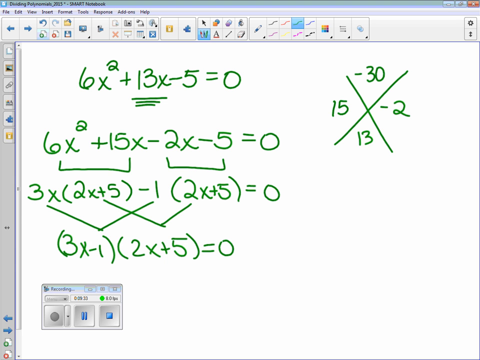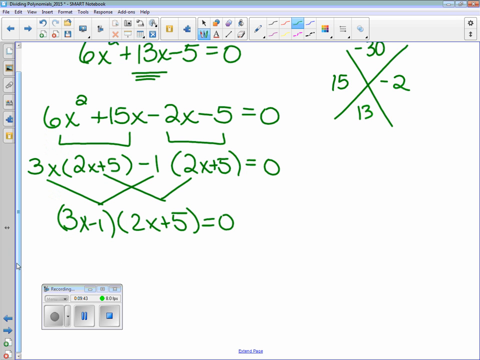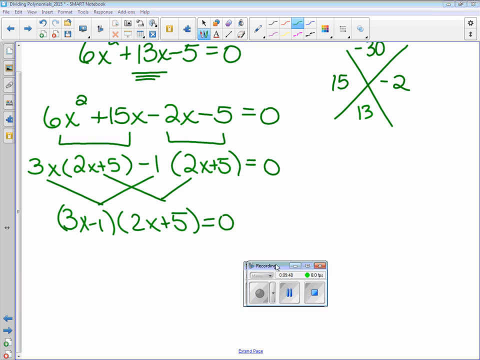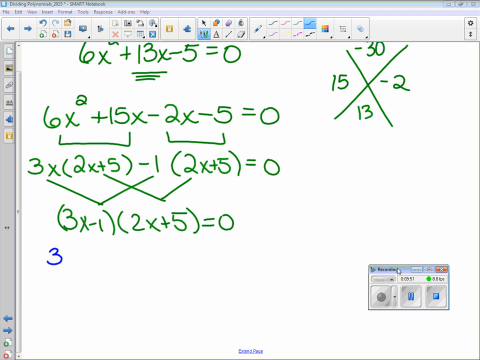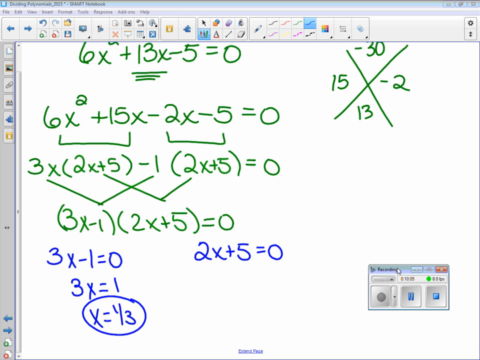But I'm not done, because what were the directions? Solve. So if it says solve, what do I do? Set each of those factors equal to 0. That's exactly right. So I'm going to say, oh, goodness, 3x minus 1 equals 0, and 2x plus 5 equals 0. Add 1, divide by 3, x is a third. Over here, subtract 5, divide by 2. Those are my two solutions.